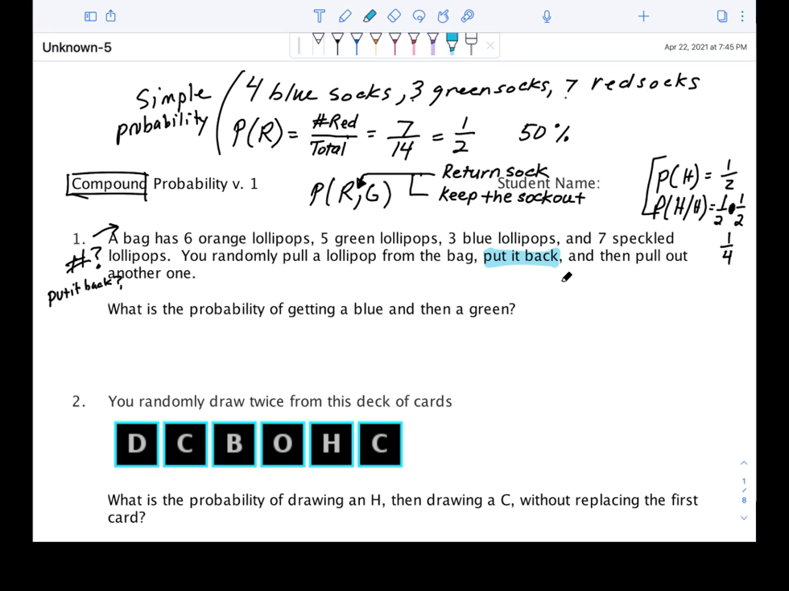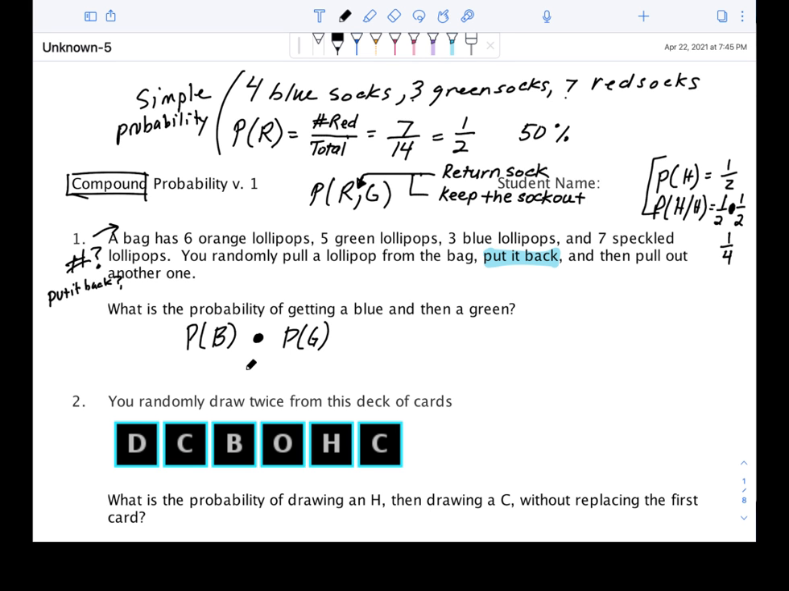All right, so here is our first problem. A bag has 6 orange lollipops, 5 green lollipops, 3 blue lollipops, and 7 speckled lollipops. You randomly pull out a lollipop from the bag, you put it back, and then pull out another one. What is the probability of getting a blue and then a green? I'm going to write these as two separate things because the probability of getting a blue and the probability of getting a green are going to be multiplied.